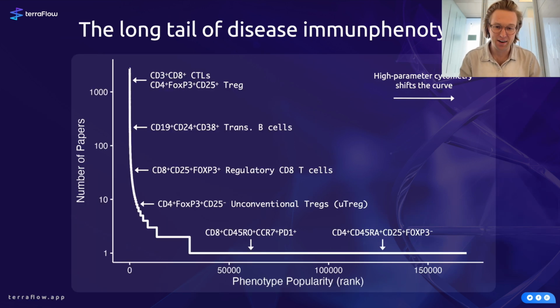And that brings me to the main finding I wanted to convey, which is the long tail of disease immunophenotypes. So here I'm plotting the distribution of phenotypes by the number of times they appear in the literature. On the top left, we have phenotypes that are almost universally measured in flow cytometry literature. These are your Tregs, your CTLs, your helper T cells. In the middle, we have populations that apply to specific domains of immunology. These are transitional B cells, unconventional monocytes, regulatory CD8 Tregs. And on the right, we have a long tail of thousands and thousands of unnamed phenotypes that represent the biggest opportunity for novel biomarker discovery.